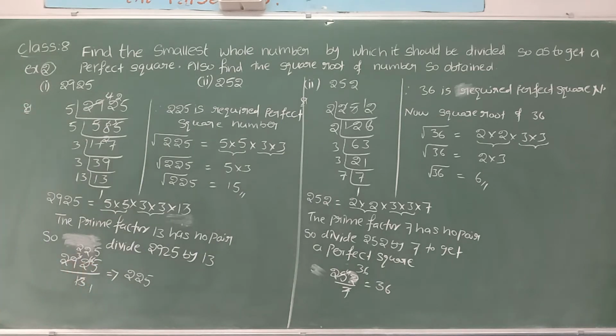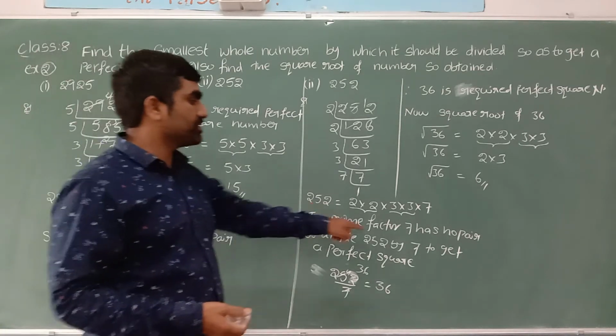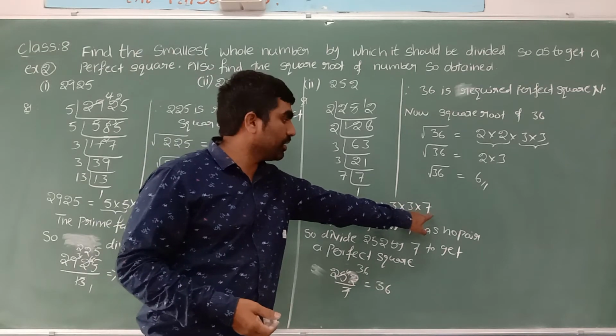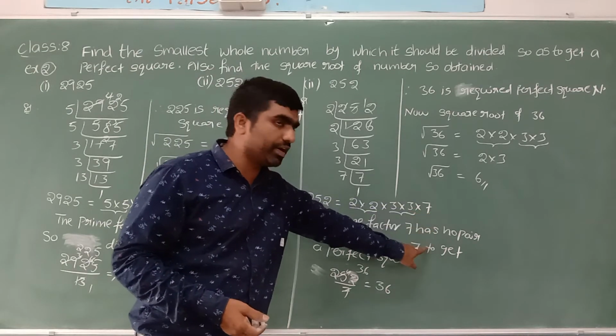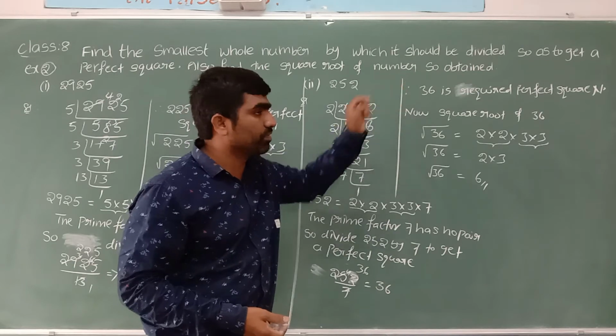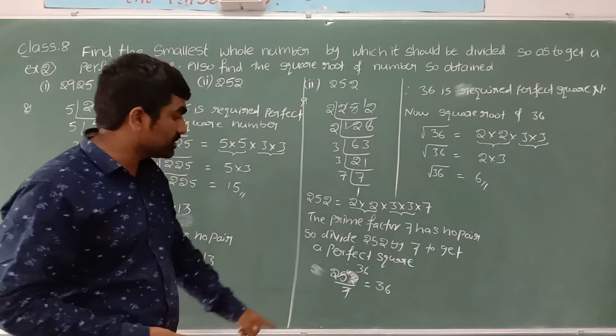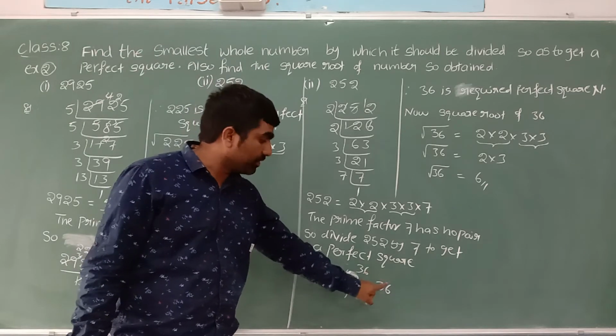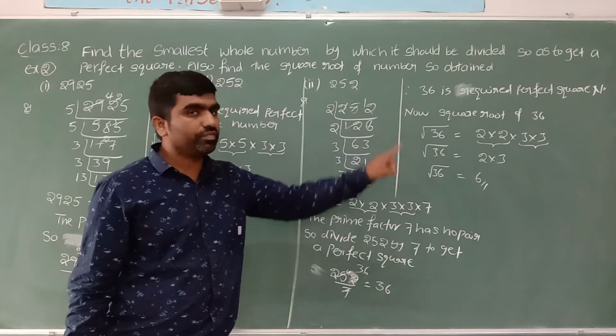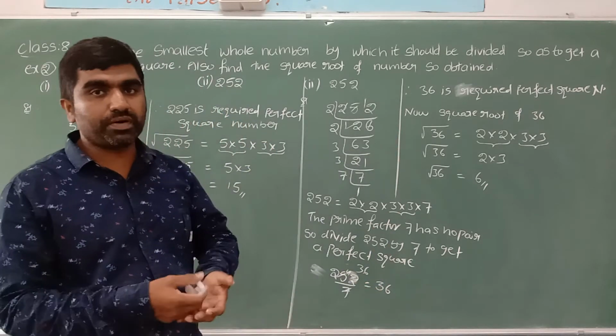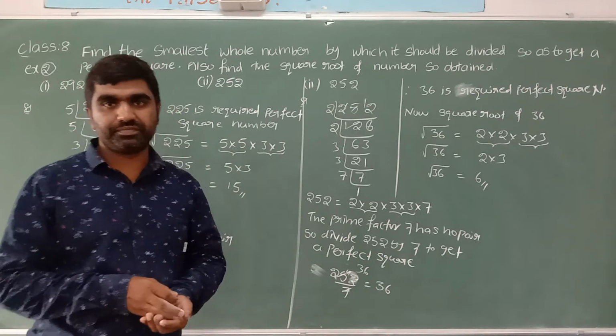Hope it is clear what number we can multiply and what number we can divide. Simple concept: the number which has no pair, that number we can divide. The same number we divide when they ask which number should divide, and the same number we multiply when they ask which to multiply. So that we get one perfect square number. After getting it, we find the square root of that perfect square number.